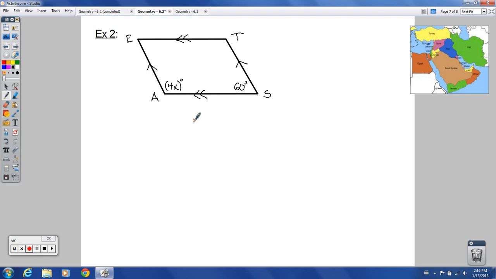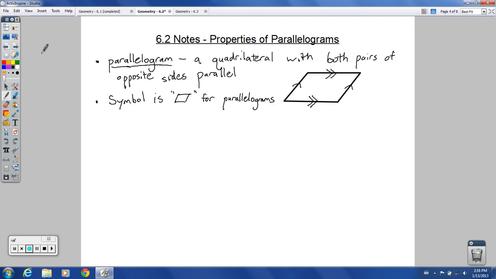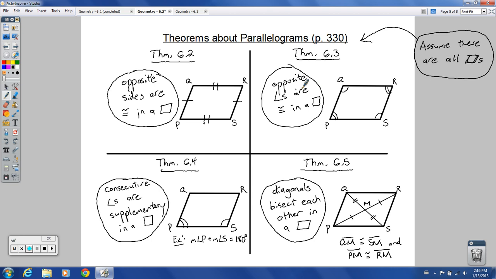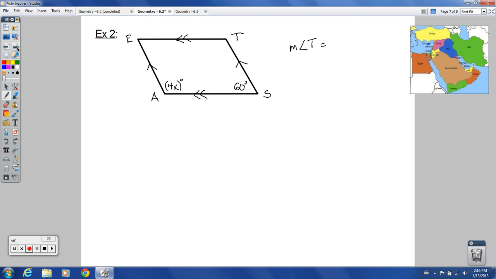So let's see if you can figure out a few things here. Let's first figure out the measure of angle T. So the measure of angle T, I know based on what I said back here that opposite angles are congruent in a parallelogram. I have a parallelogram here, therefore this one is supposed to be the same as this one, and I know that this one is supposed to be the same as this one. So I think the easiest thing to figure out would be the measure of angle E. This would have to be 60 degrees.